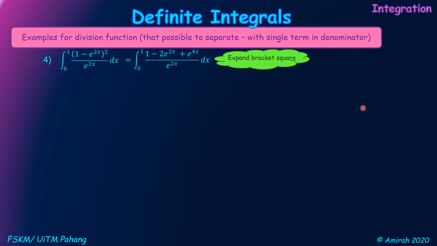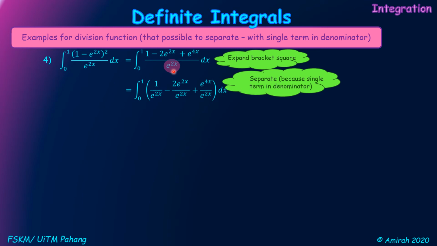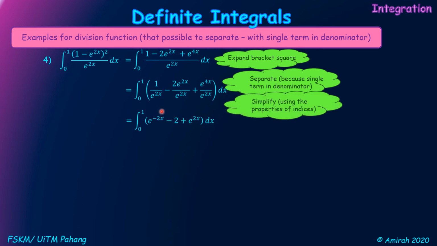Alright. So after that, from here, we have a single term in the denominator, so we can separate the fraction. Then we get this after we separate. And then we simplify using the properties of indices.